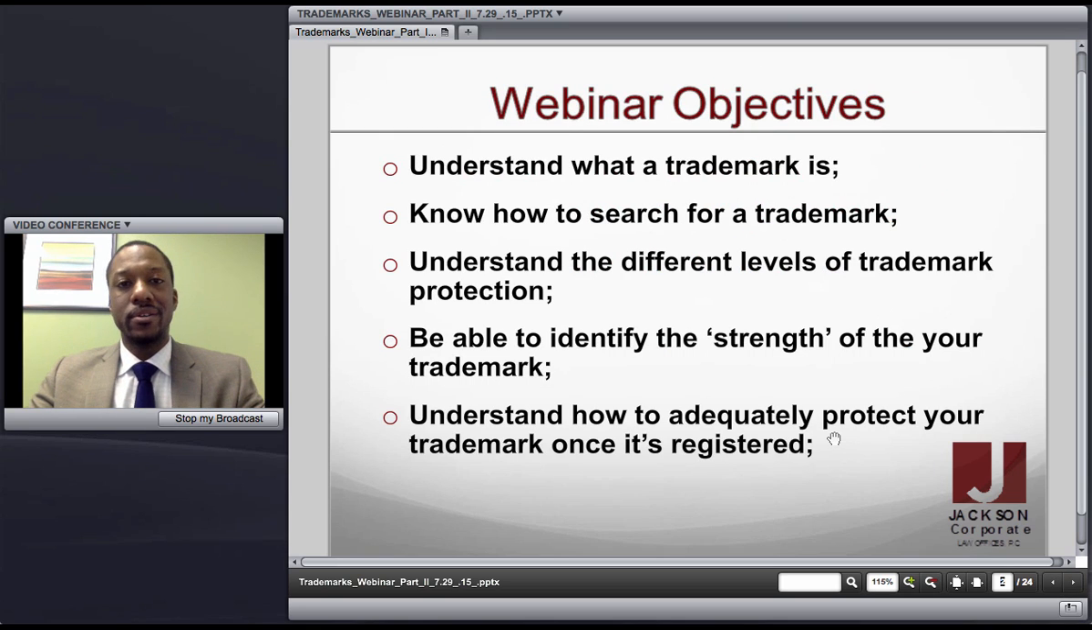Now, as a reminder, these are the objectives that we are trying to achieve over the course of these three sessions. In the first part, we went over understanding what a trademark is, learning how to search for a trademark, and then identifying the different levels of trademark protection. In this session, what we will discuss is the actual trademark registration process, and we'll talk about some of the information that you need to gather in order to fully go through that application process.